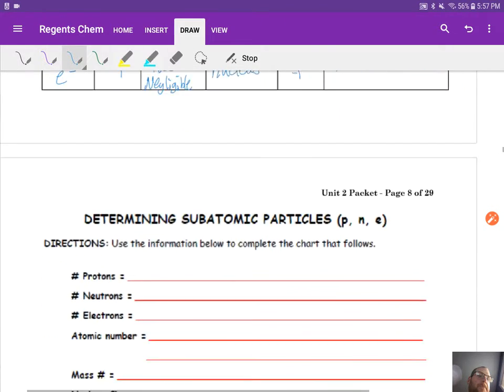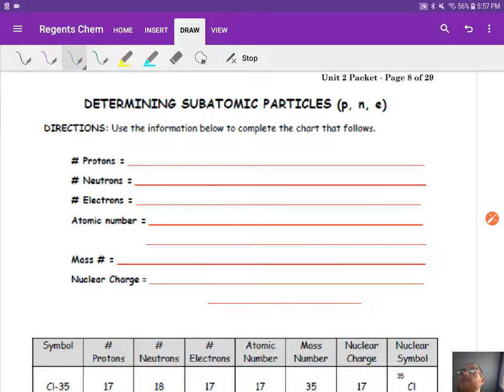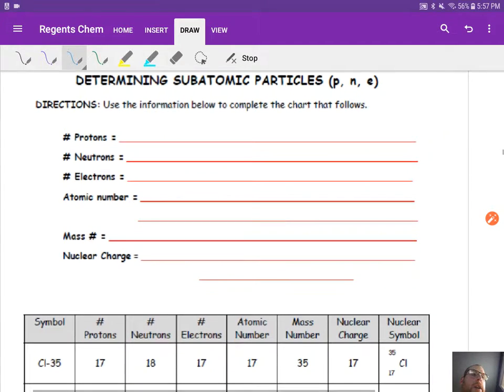Okay? So, continuing along, we're going to use the information to complete the chart that follows. So really quickly, we need to make a little adjustment here. It's not the number of protons. This should be the mass number. Okay? So that is the sum of the protons and neutrons, since they are the only ones that have mass. Okay? Number of neutrons, to figure out those, we already talked about. We take that mass number, subtract out the atomic number, which is the number of protons.